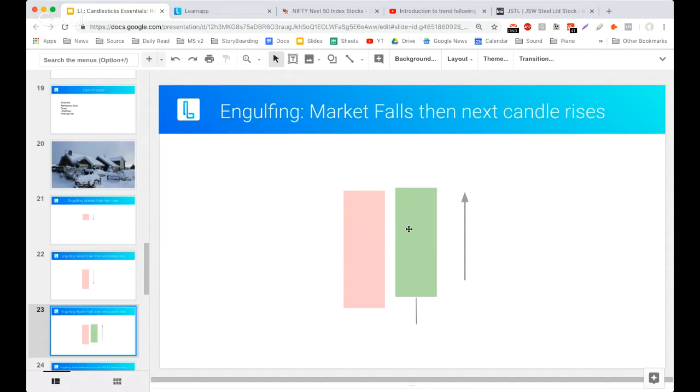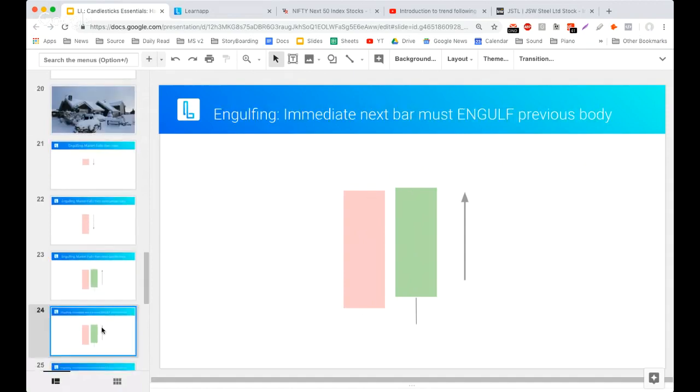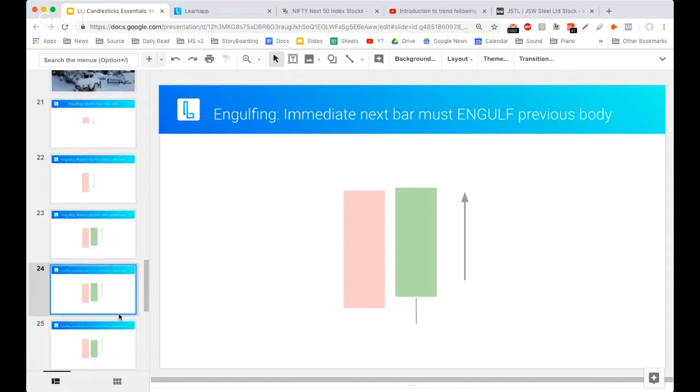Now, some people use wick, some people use body. I personally use body, and I think it's enough. Barring if it has too much of a higher wick, then you don't use it. Okay, so you have a big red bar. This bar has to close. The next bar opens, and it closes above the previous bar's body.